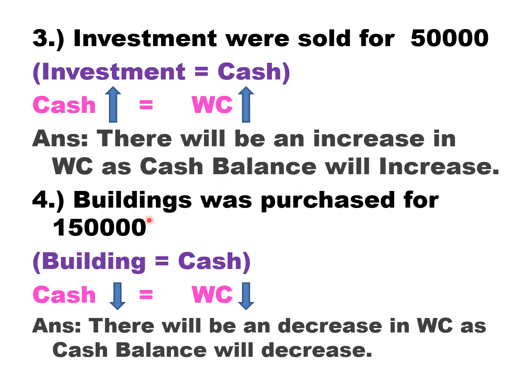Next, building was purchased for rupees 1,50,000. The two accounts are building and cash. Building comes, cash goes when you purchase a building. When cash goes, there is a decrease in cash and working capital will decrease. So answer: there will be a decrease in working capital as cash balance will decrease.